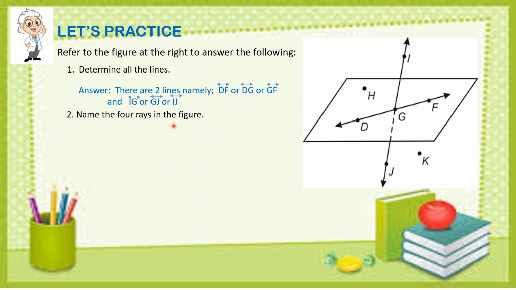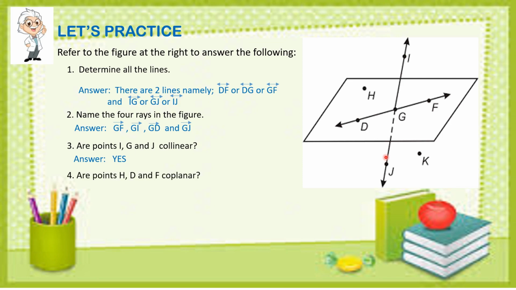Name the 4 rays in the figure. Since the 2 lines are intersecting, so we can see here 4 rays. And what are the rays? So we have ray GF, ray GI, ray GD, and ray GJ. Are points I, G, and J collinear? Let's check the points I, G, and J. Are they collinear? Are they on the same line? The answer is yes, they are collinear.